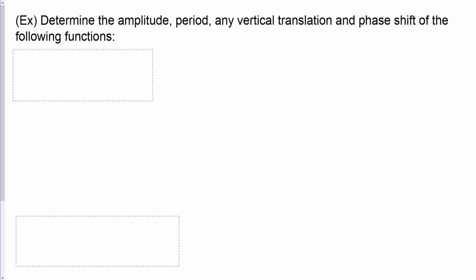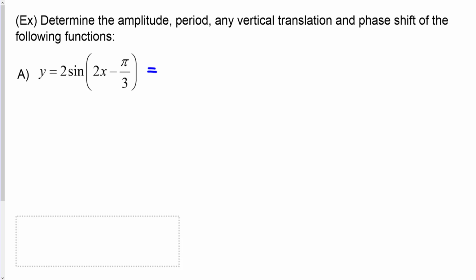For example, determine the amplitude, period, any vertical translation, and phase shift of the following functions. All right, y equals 2 sine 2x minus pi over 3. Now, because we need to identify the period change and the phase shift, we're going to have to factor out this constant 2 from inside these parentheses. Otherwise, we have these two items interacting with each other. And it's much easier if we factor that out and make it so that they are not interacting.